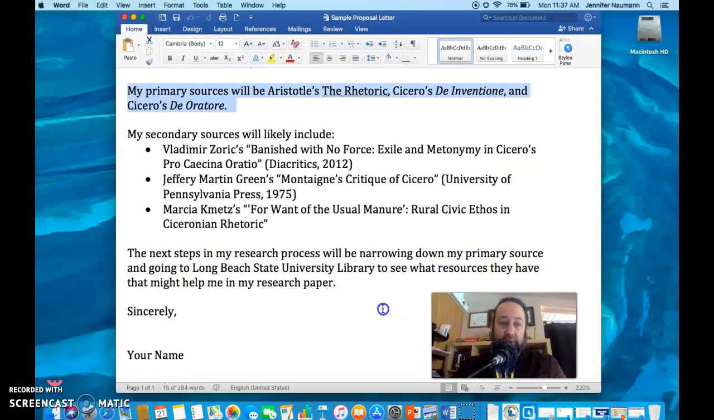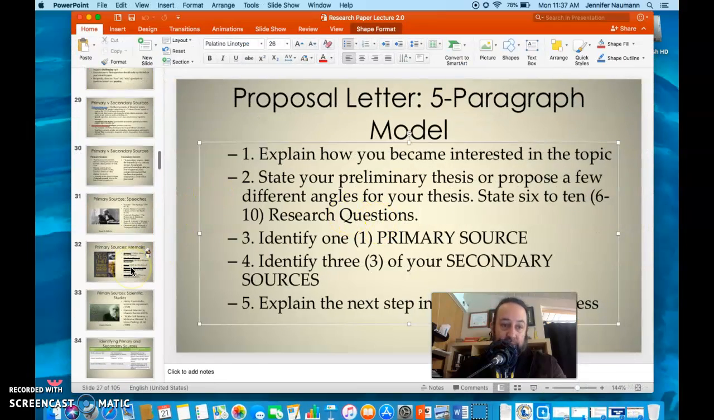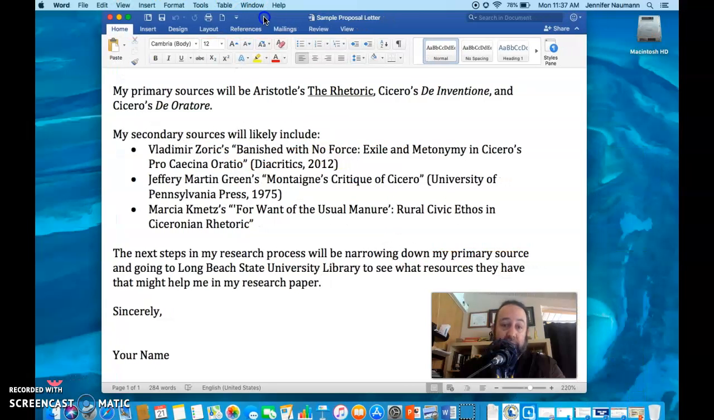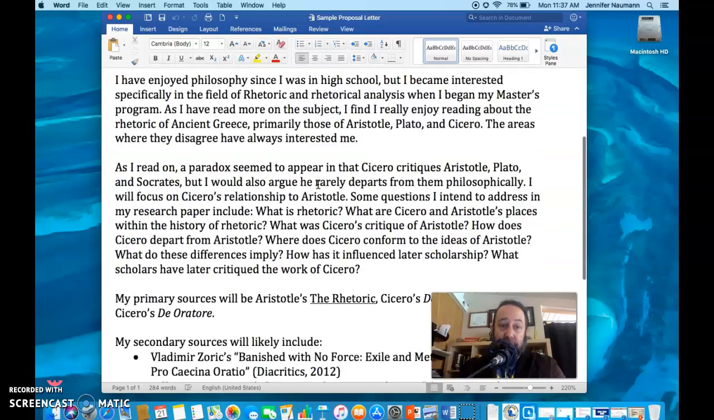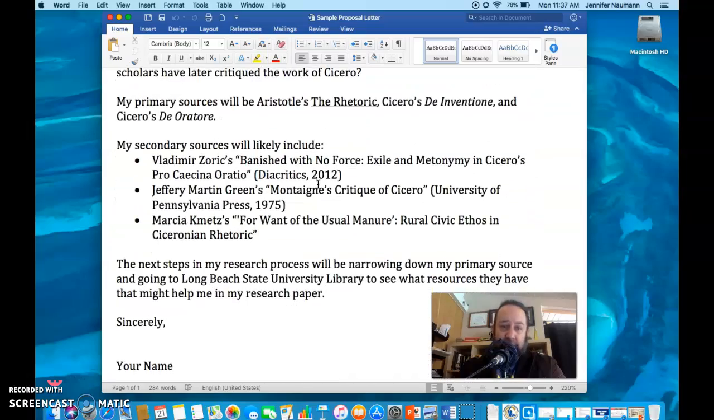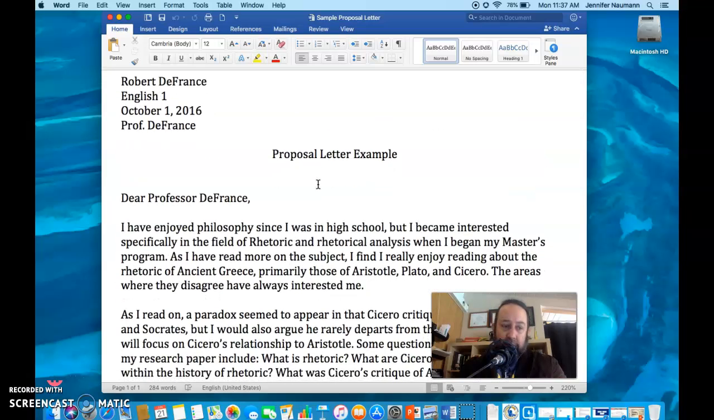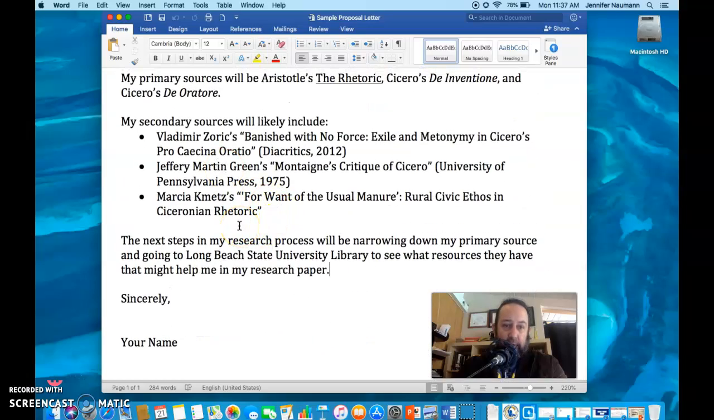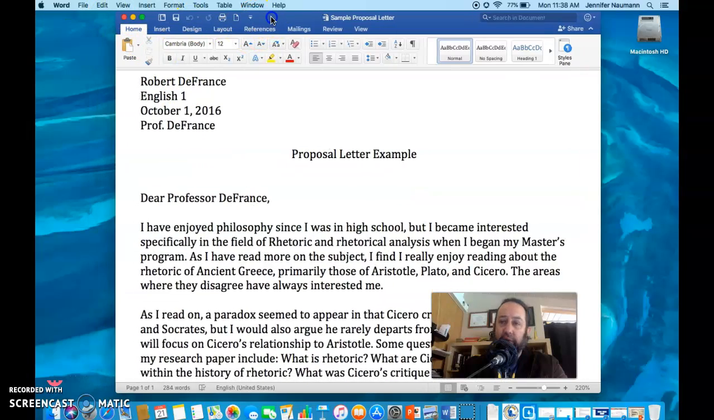And then at the very end, just say kind of like a next step sentence, which is pretty easy. If you look on page 35, it'll give you some good ideas about what you could put there. Just like a one sentence on what's your next step in the research process. All right, so that's the proposal letter. Remember, it's just one page, and it does require some preliminary research, which is what we were going over here, mostly in this video.